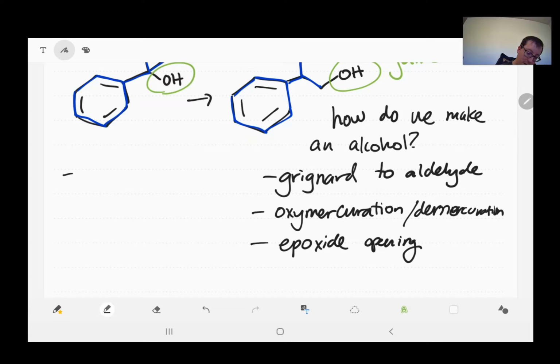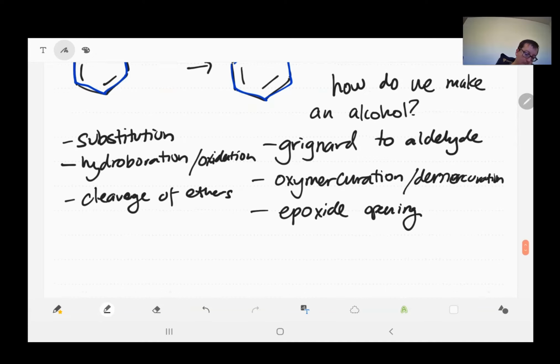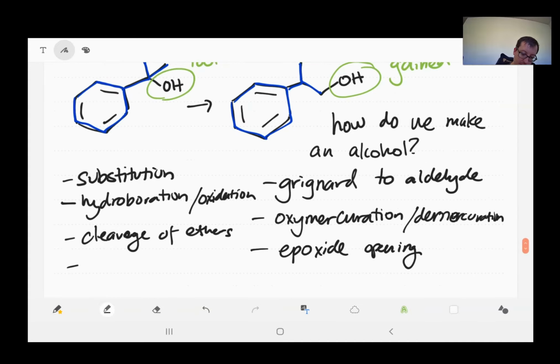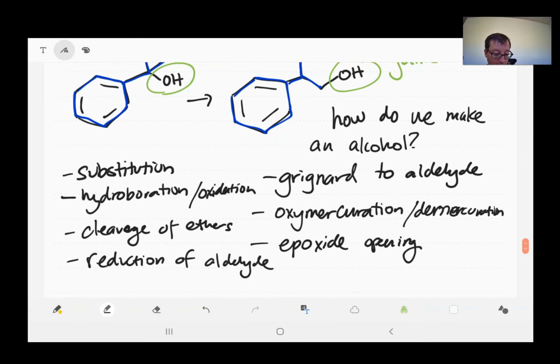We can go ahead and substitute. Substitution reaction, throw in OH as a nucleophile, kick out a leaving group. That's one. We have hydroboration oxidation. We have cleavage of ethers. What else can we do with alcohols there? We can just do a reduction of an aldehyde. We have a lot of options here. A couple of these are better than others. We can use a couple of these to get what we want here.